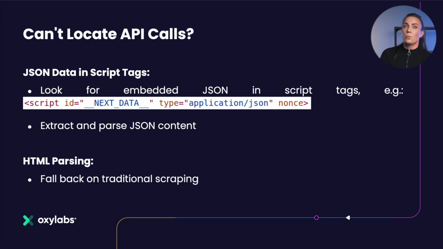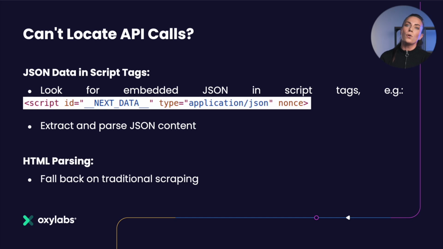Sometimes you may encounter websites that do not make API calls for their data. In such cases, there are alternative methods to extract the needed publicly available information in structured format. Some sites, especially those using modern frameworks like Next.js, embed JSON data directly within script tags in the HTML. One common pattern is the __NEXT_DATA__ script tag. This tag contains a JSON object that holds the page's information. You can extract the content of this script tag and parse it as JSON. This method can provide a straightforward way to access structured data without complex parsing.